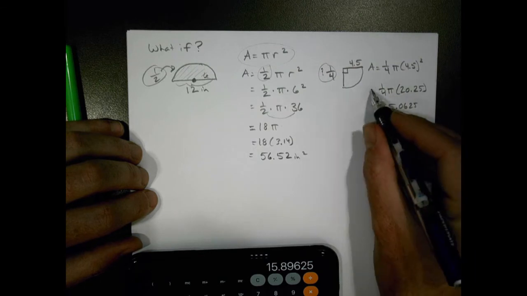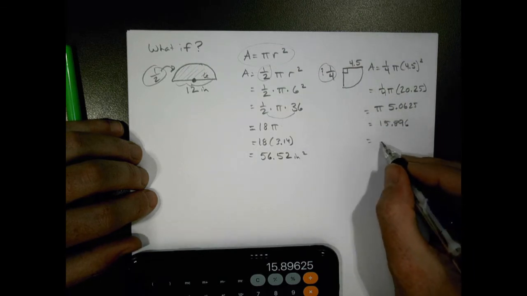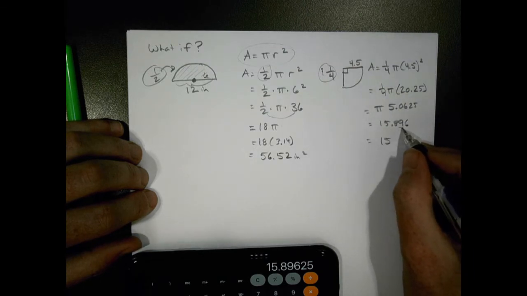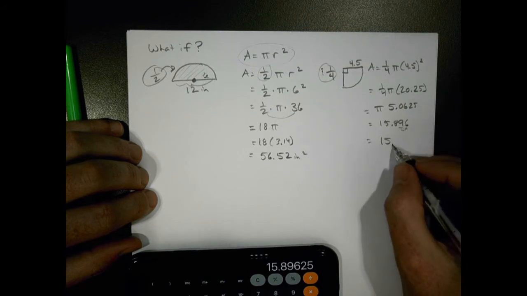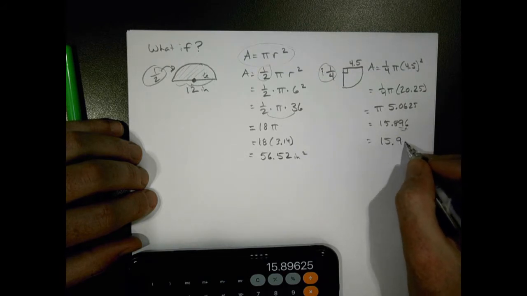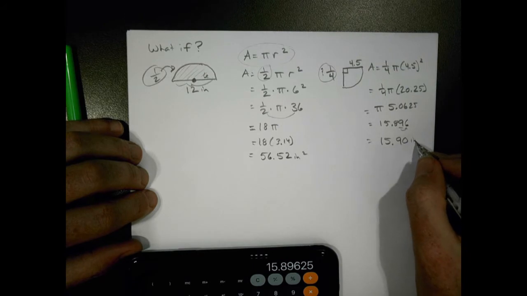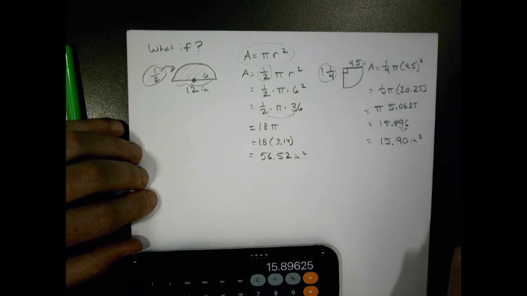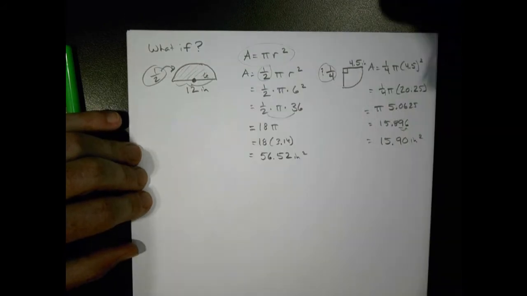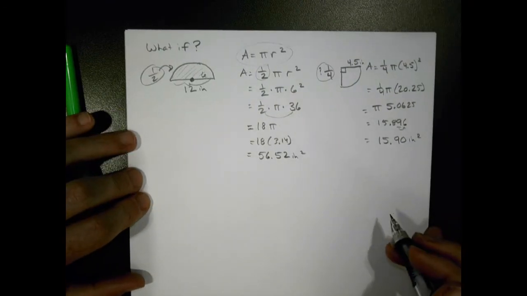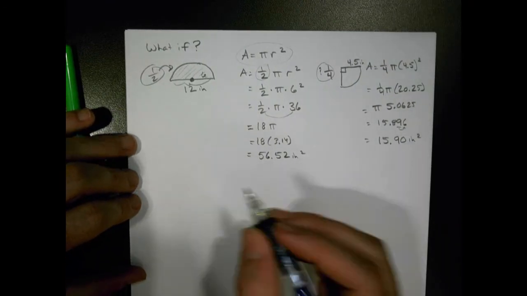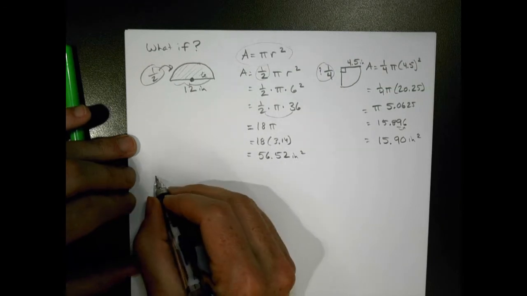So if I had to round that to the nearest hundredth, which is usually what I would do, the hundredth is right here, so I look next door. I'm going to round that up, so this goes up, and you have 15.90, and again, probably inches squared if my unit was inches there. All right, so that becomes a common type of problem that you had in 7th grade as well. So let's have you give it a shot real quick. One for you to try.